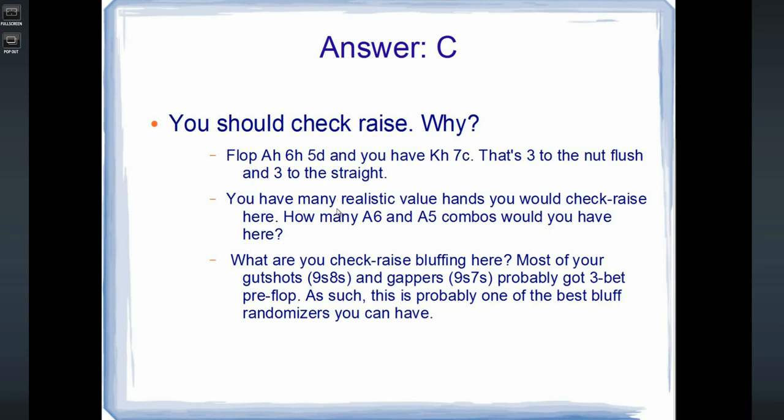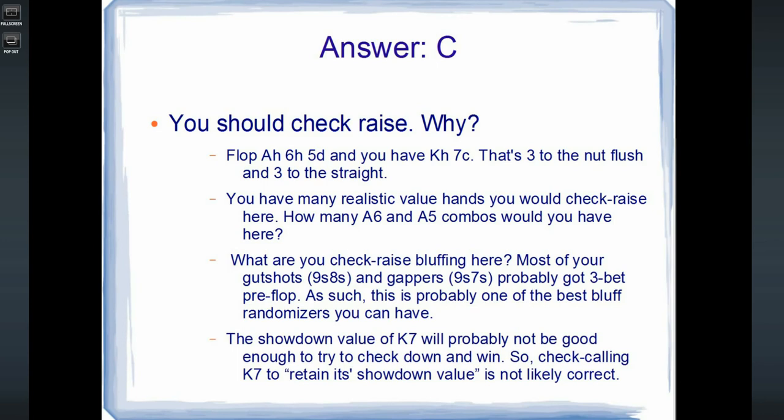This isn't like middle position versus cutoff, where you cold called an open in the cutoff. You just don't have that many pretty suited connectors and suited gappers in your cold calling range. They usually got 3-bet preflop, and your range is really wide. So this randomizer actually works very well. And then this part's really key, I think. The showdown value of king 7 probably isn't good enough to try to check down and win. So check calling king 7 to retain its showdown value is not likely correct.